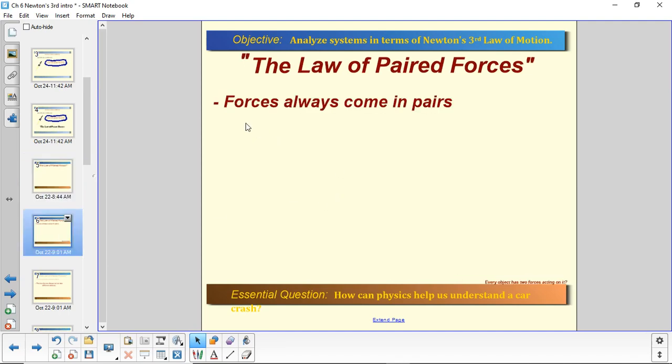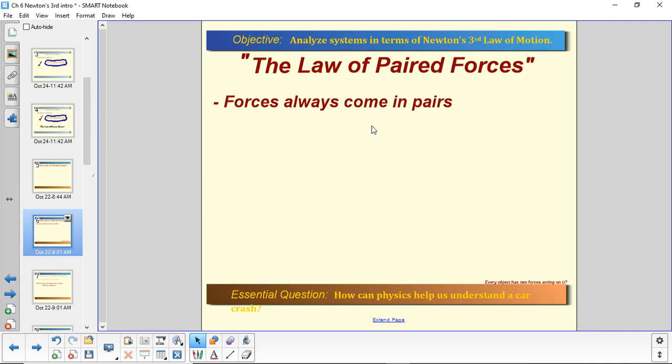Okay, so first off, forces always come in pairs. What do we mean by this? So your Chromebook, as you're watching this right now, is sitting on the desk, and your Chromebook is pushing downward on the desk. But at the same time, the desk is pushing up on the Chromebook. So the force that the Chromebook is exerting on the table isn't just one force by itself. It comes with another force, which is the desk pushing back.